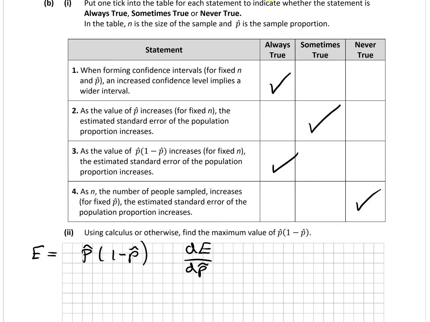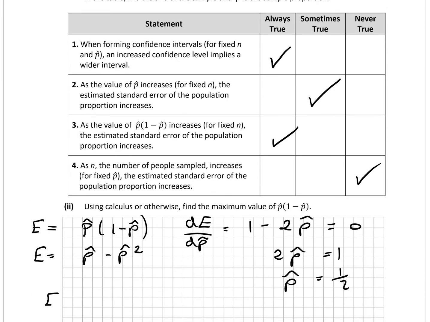That's going to be the derivative of this. So to derive that, we'll expand the bracket, so you've got p hat minus p hat squared. The derivative of that is just going to be 1 minus 2 times p hat. Okay, when we derive that, we let that equal 0, so therefore 2 p hat equals 1, p hat is equal to a half. So if p hat is equal to half, the maximum value there is going to be a half times a half, which is a quarter.